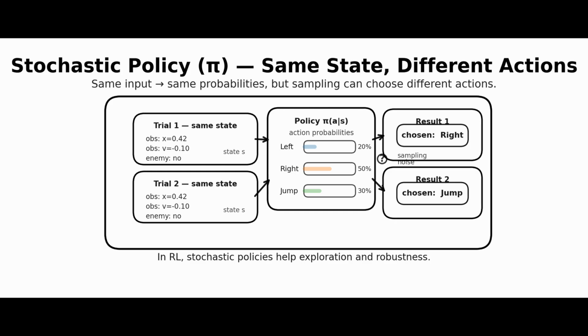Stochastic policies are common in RL because they help exploration. If the policy always does the same thing, it may never discover better strategies. So you might hear something like, "the policy outputs a distribution over actions." That just means it assigns probabilities like 60% go left, 30% go right, 10% jump. In modern RL, the policy is typically a neural network. You give it the observation, it outputs action probabilities or continuous control values.